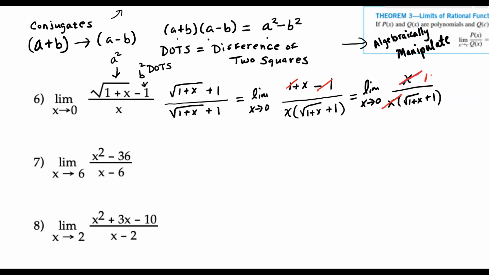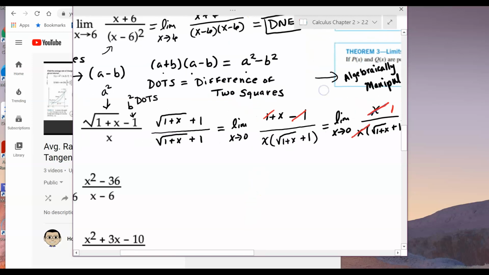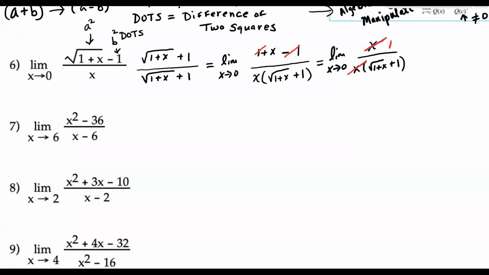So now, Theorem 3 applies. Because can you plug in 0 without an issue? And the answer is, yes, you can. What we're going to do now is plug in the 0. Now it's safe to plug in the 0. So I'm going to get something like this.